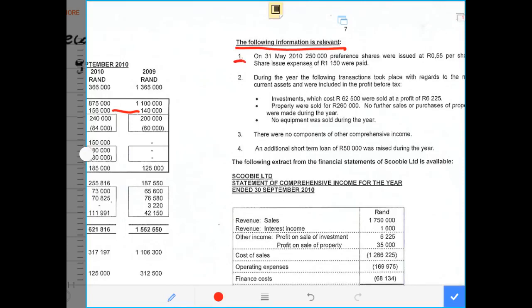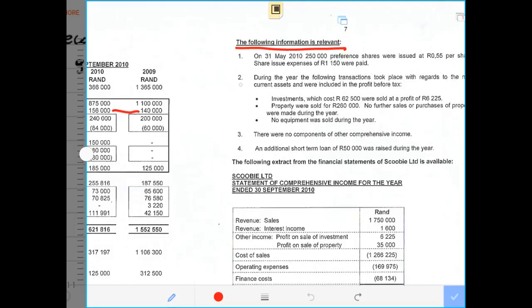Number 1 says on the 31st of May 2010, 250,000 preference shares were issued at 50 cents per share, and the share issue expense amounted to 1,150, and we know that this will be a cash flow that will go to cash flow from financing activities. So that will affect our cash flow from financing activities.